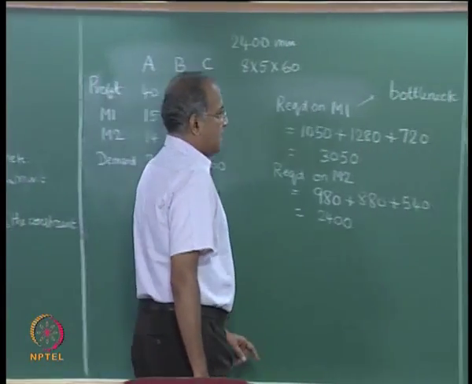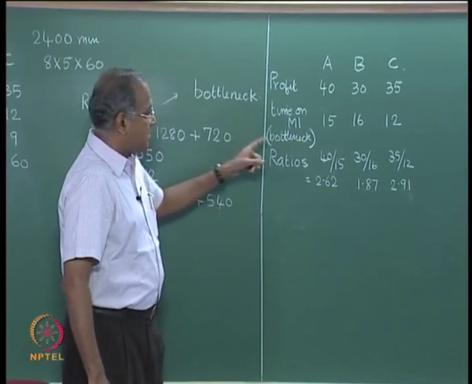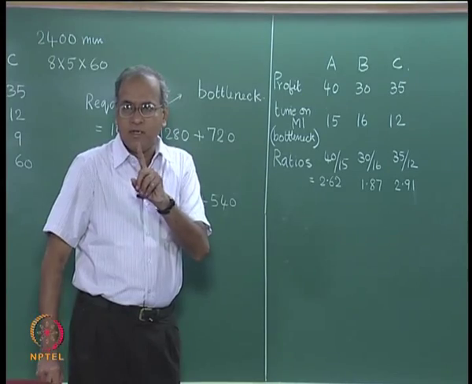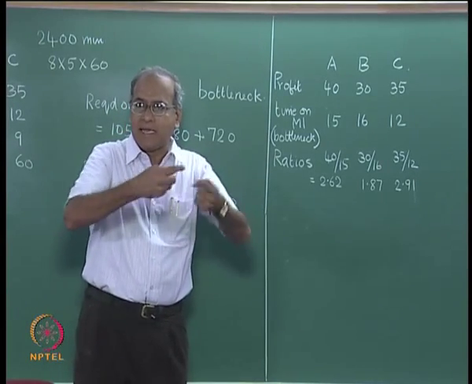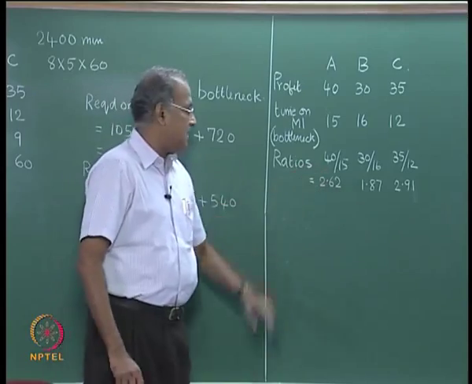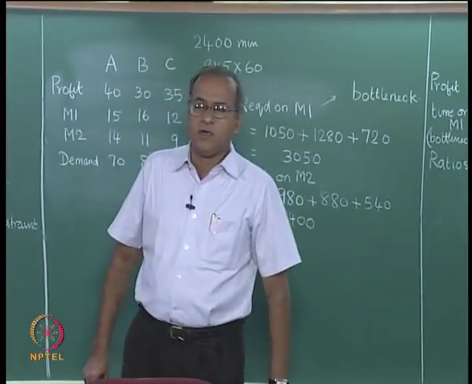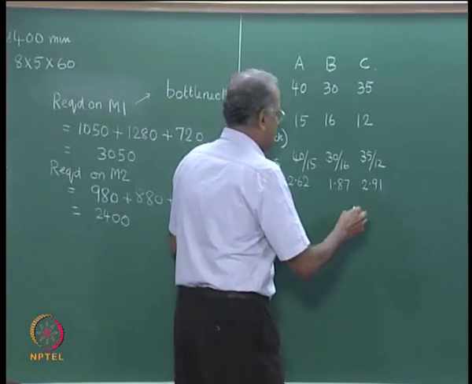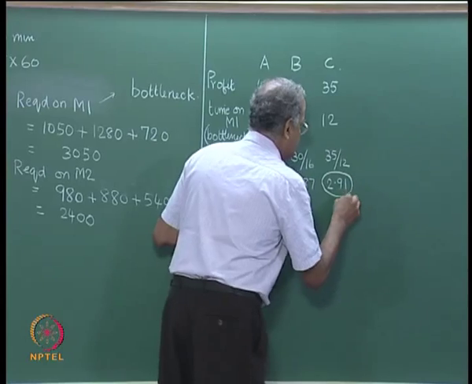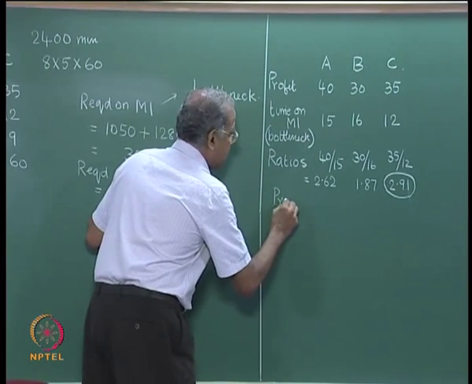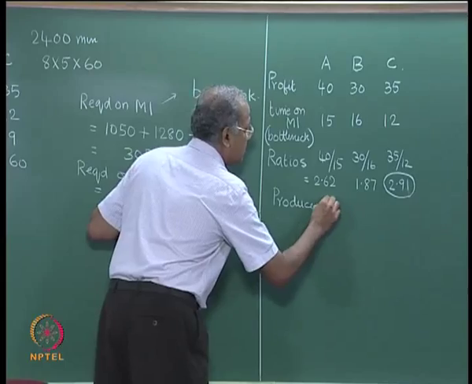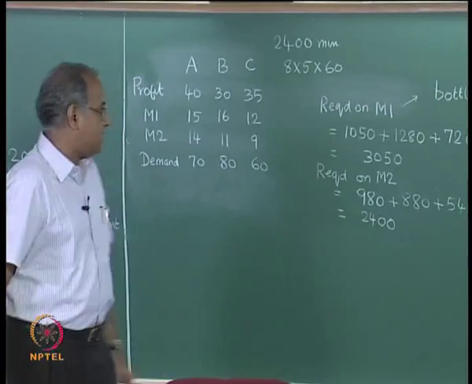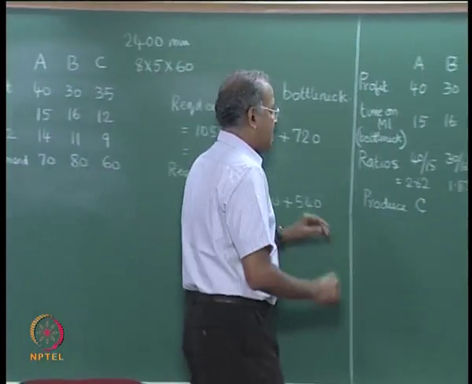Now, it simply says that by consuming 15 time units and making one product, the ratio of the profit by time to produce is this. The one with the maximum ratio is the one that we will have to produce first. So, amongst the ratios 2.91 is the highest. So, first produce C. Now, produce C, and the three quantities are 70, 80 and 60.